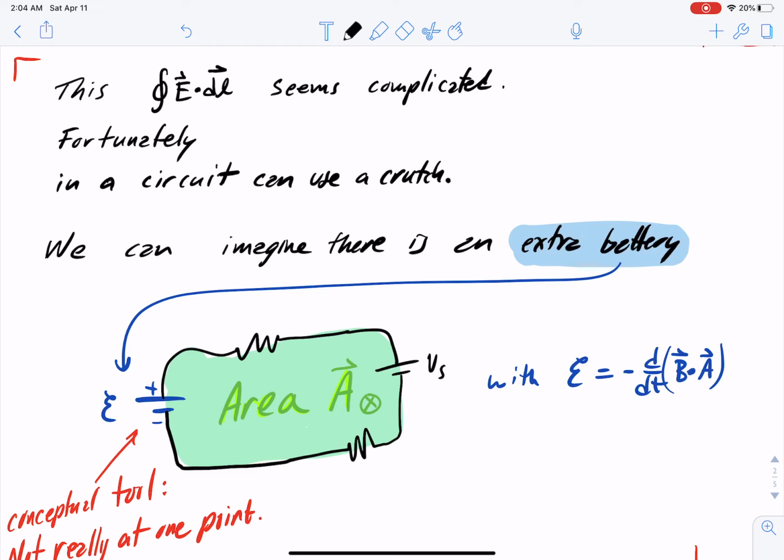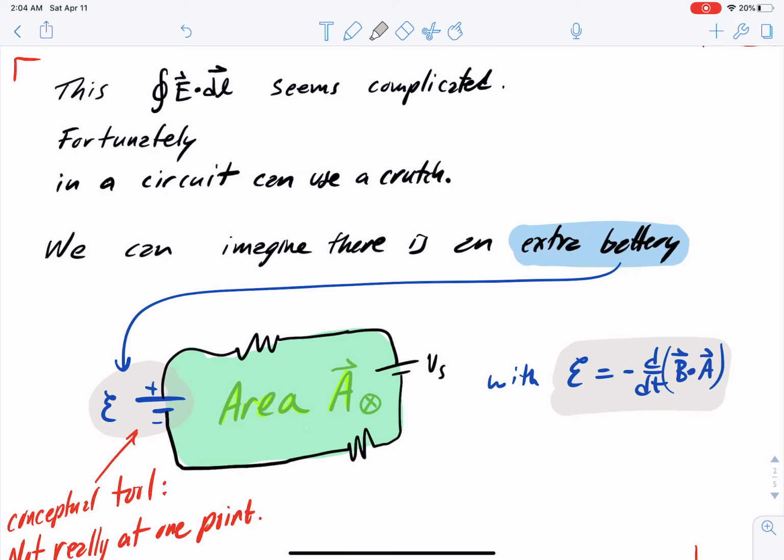So if you have some circuit with a loop in it, like here in this diagram, and you know that there's a magnetic field going through that loop and it's changing, then we need to also add this fictitious battery into here. And the value of the voltage on that battery is given by Faraday's law.